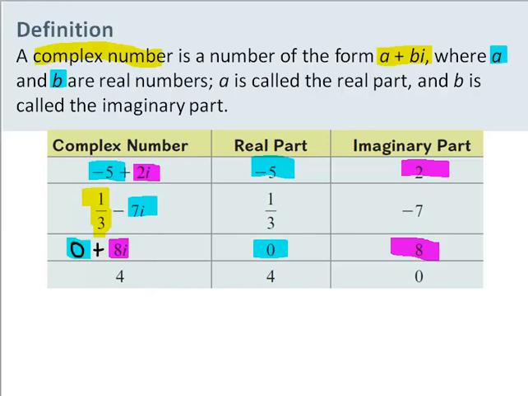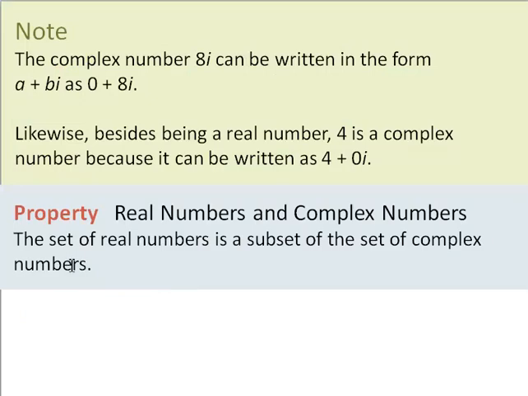4, well, 4 looks pretty normal, but surprise, surprise. So the real part is 4, and the imaginary part is 0. And that's why we can write a number like 8i in the pure form, just like that. I'll let you read that on your own.